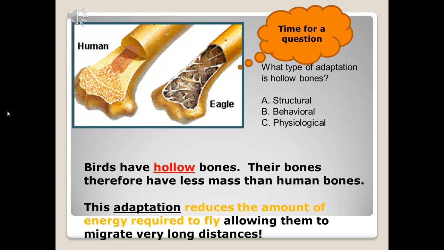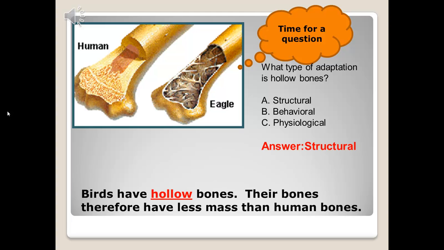Time for a question. What type of adaptation is hollow bones? A. Structural, B. Behavioral, or C. Physiological? A. The answer is structural. Hollow bones is an example of a structural adaptation.